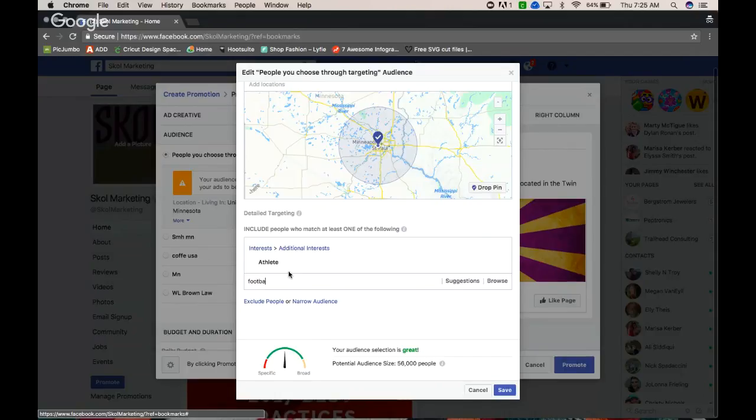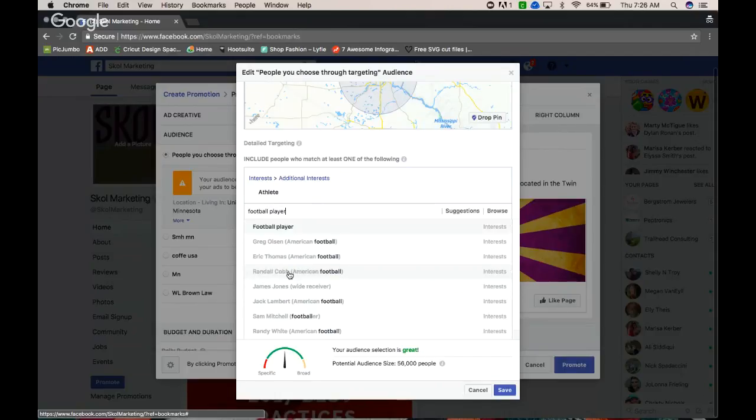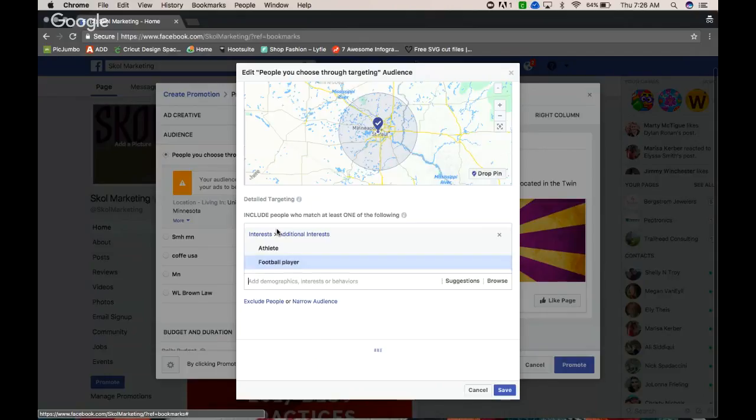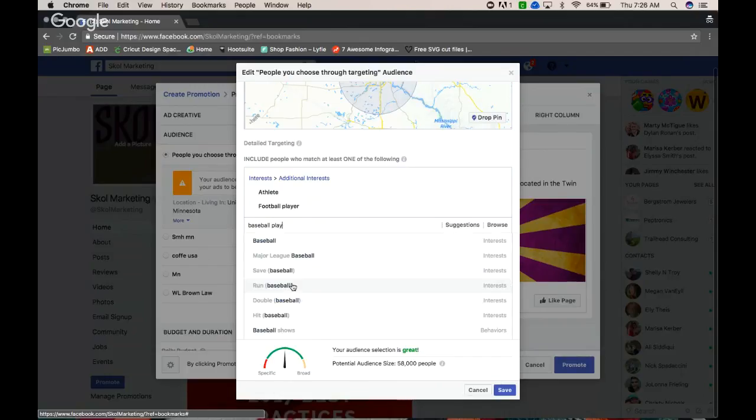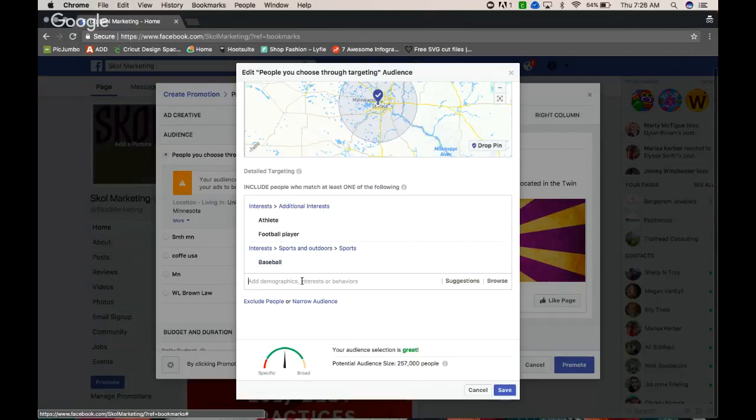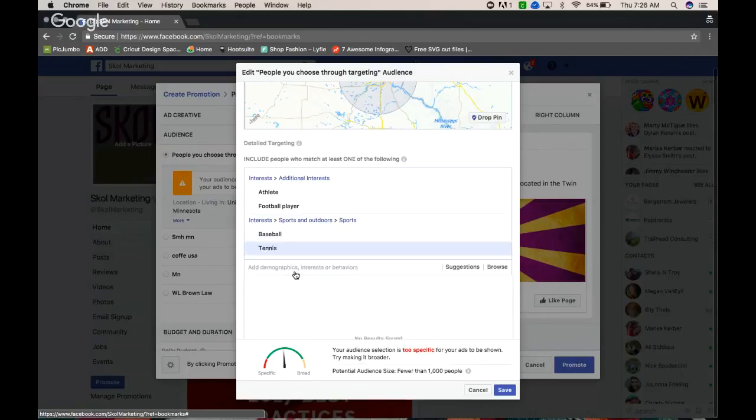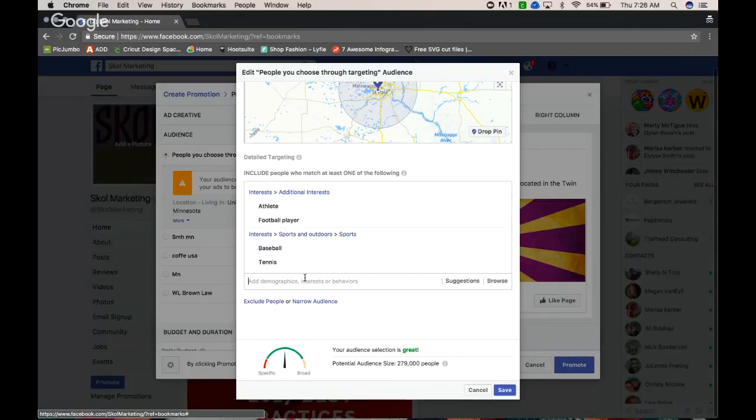Maybe I want to go after football players. Maybe I want to go after baseball players. Maybe I want to go after people that like tennis. You can see the different things that we can go after here, and you can get a good profile of that person. And you're really going to have to play around with this.